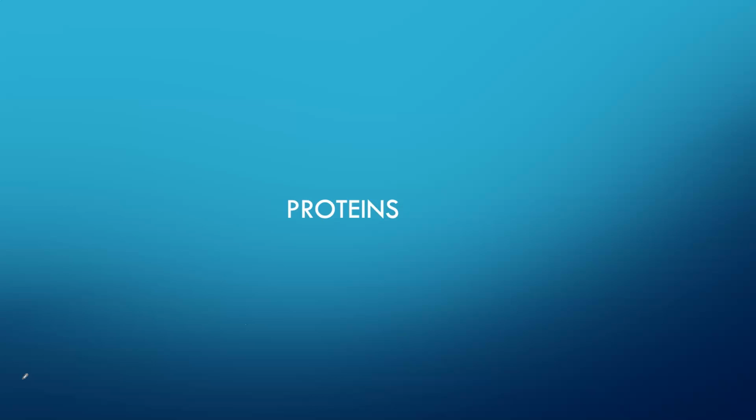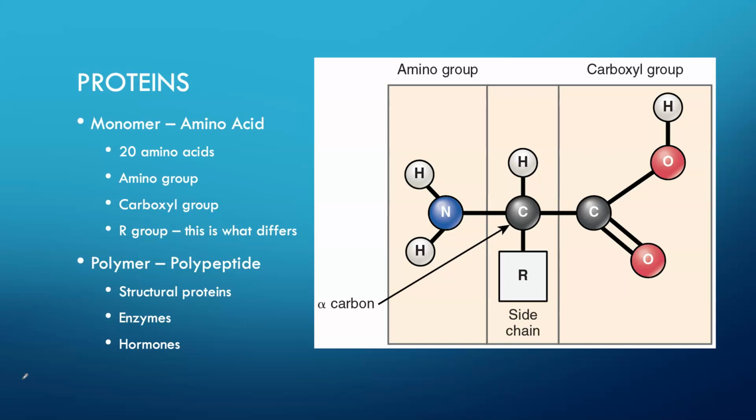Okay, now we'll focus on proteins, which is one of the biological molecules. So the monomer, or the building block of proteins, is the amino acid, and there are 20 different amino acids. Now, this figure here is an example of a generic amino acid.